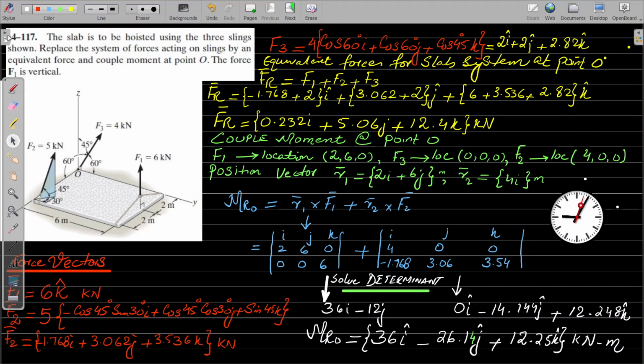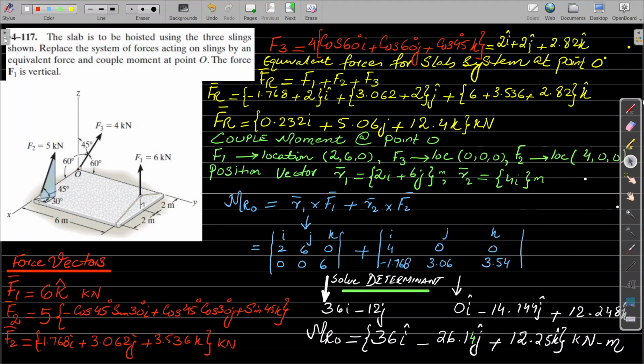Okay, so if you look over here, he says the slab being shown is to be hoisted using the three slings shown. The one sling is here, the second sling is here, and the third sling is here. This slab is not a very lightweight thing. Its weight is in tons, which means 1000 kg, 1500 kg, so very heavy. We have to be very careful when lifting this system. So replace this system of forces acting on the slings by an equivalent force and couple moment at point O.